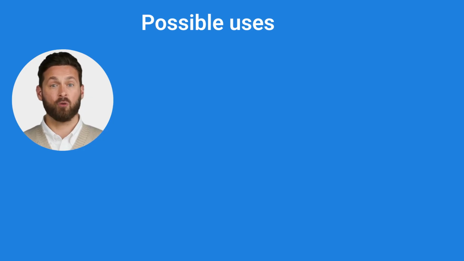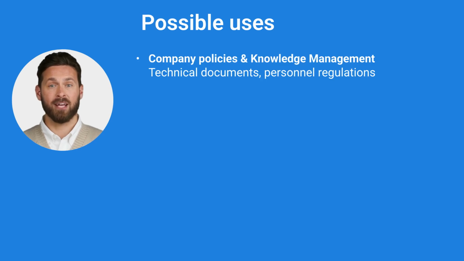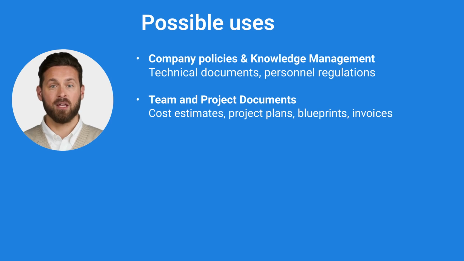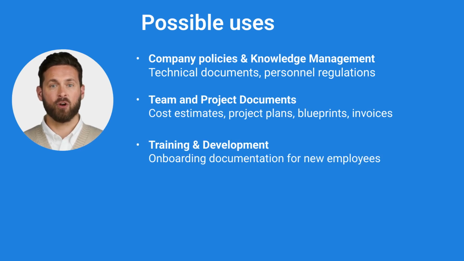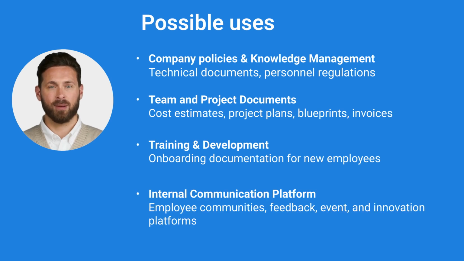There are various ways to use groups in your company to enhance internal knowledge transfer and collaboration. Here are some examples. Company policies and knowledge management: use groups as a central repository for guidelines and HR policies. Team and project documents: facilitate collaboration in project teams by sharing files, updates, and notifications for ongoing customer projects. Training and development: share instructions, training materials, and onboarding resources for new employees. Internal communication platforms: use groups as an internal employee space for discussions and collaboration on various initiatives.